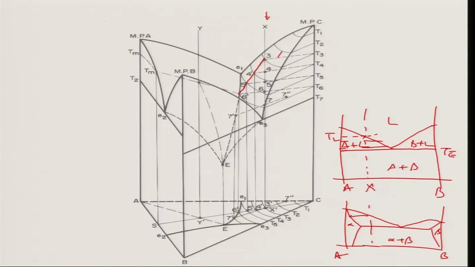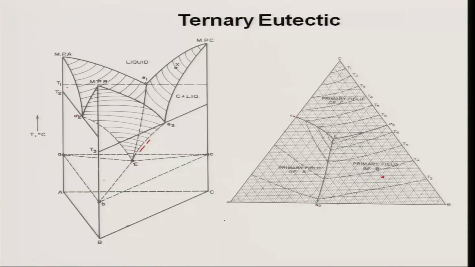This is going to follow 6 prime to 7 prime to E, and E is the lowest melting temperature point in the phase diagram. So, everything will solidify at point capital E. So, now I go back here. Now, you see it is very easy.